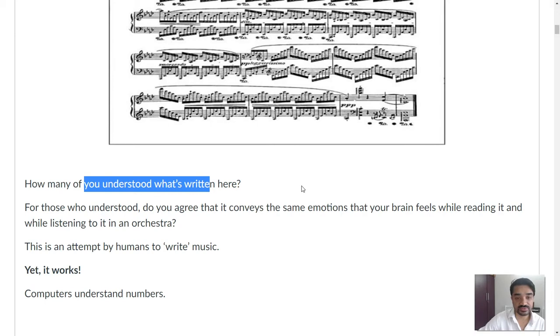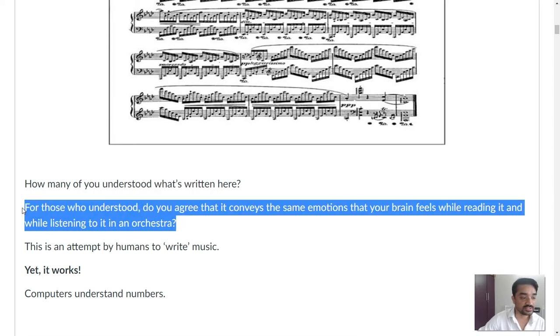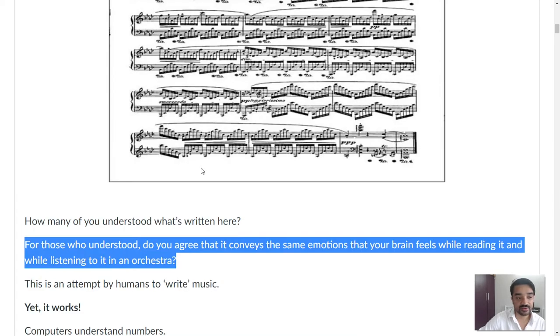Now, how many of you understood what is written here? For those who understood, you agree that it conveys the same emotion that your brain feels while listening to an orchestra. This is interesting, because if you don't know how to read music, this is all garbage. But if you actually knew how to read music, you would be playing all of this in your head, right? So it all depends on how good a decoding you can actually do.